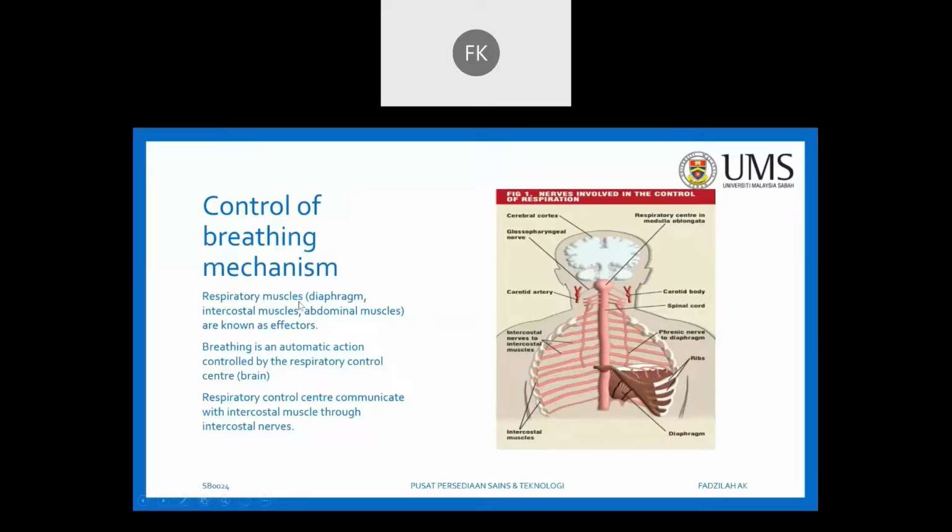Respiratory muscles are known as effectors. Breathing is an automatic action controlled by the respiratory control center, your brain. Our brain is the one that controls it. What we just covered was the mechanism, from the mechanical point of view. But actually your brain controls your breathing. The respiratory control center communicates with the intercostal muscles through the intercostal nerves. These nerves here.